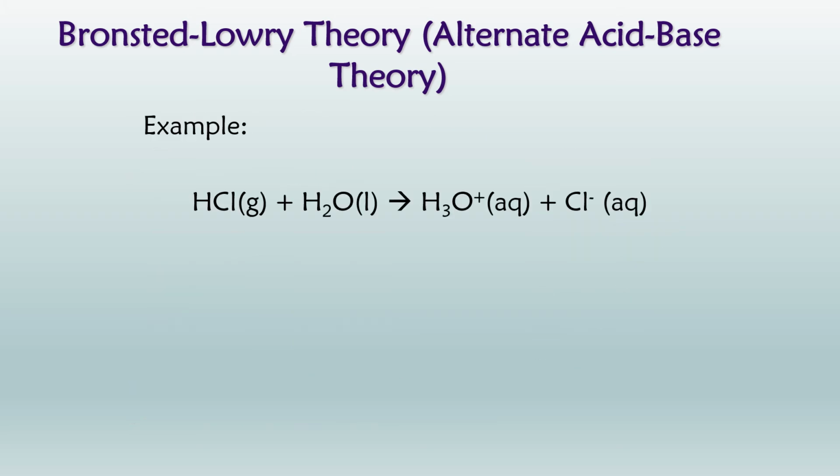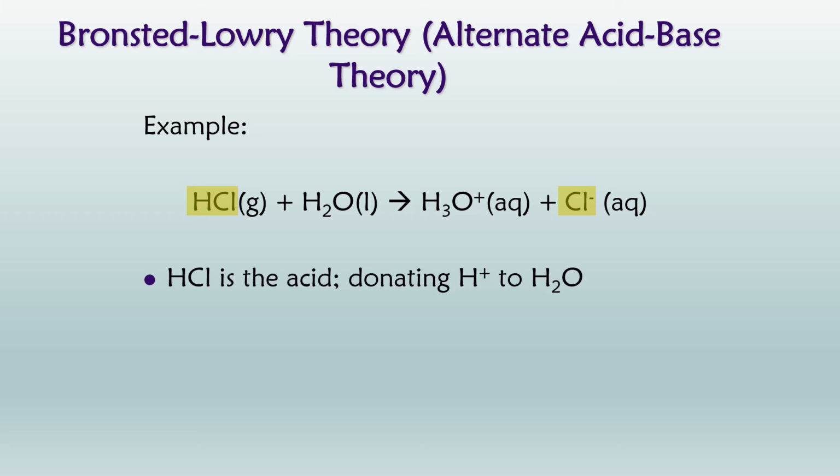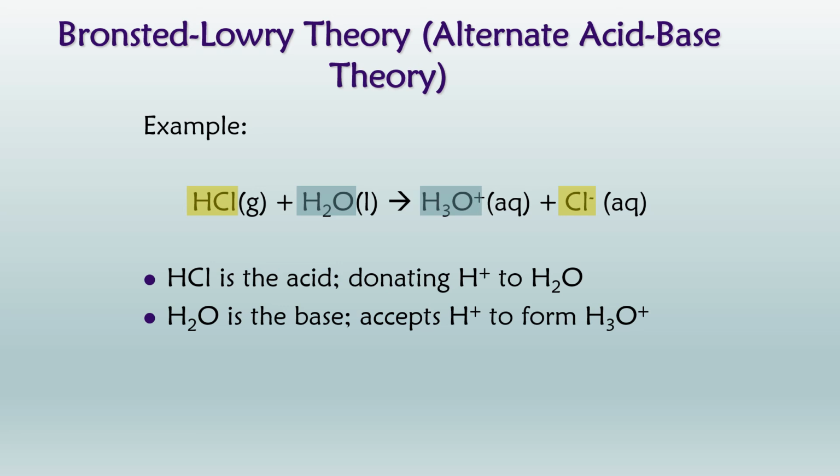So if you look at this example, we know that HCl is our acid. Why? Because HCl is getting rid of its hydrogen on the other side. It's releasing its hydrogen. That's how we know that because HCl is donating the proton, it's an acid. Water, on the other hand, is then accepting that proton from HCl, and it's becoming a hydronium ion. So we know water is then going to be a base according to Bronsted-Lowry theory.